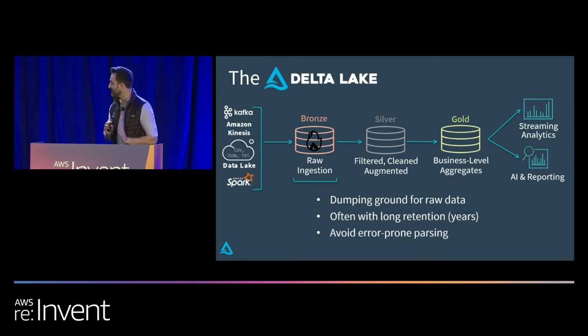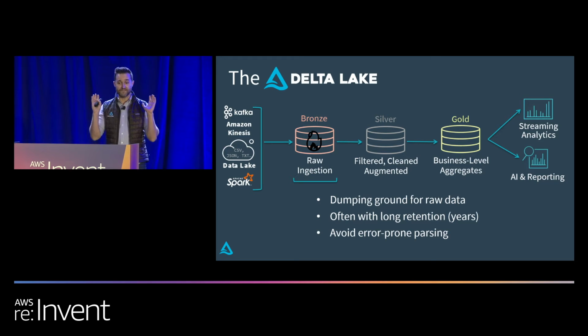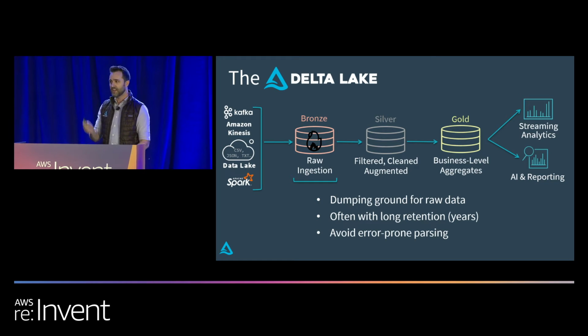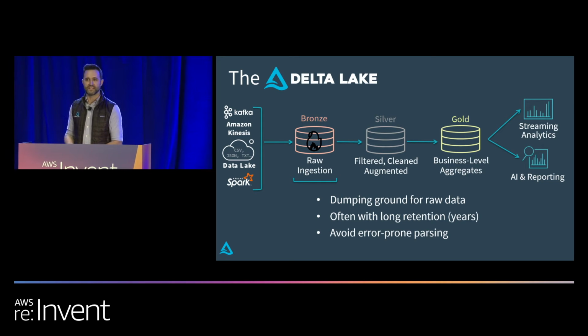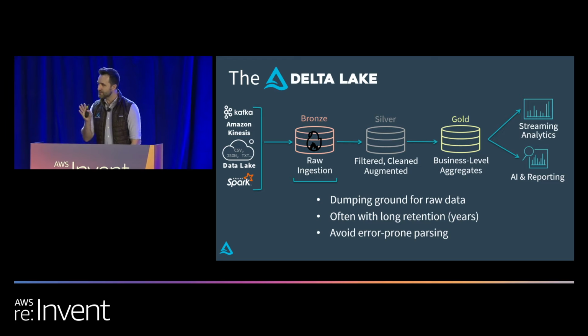So starting at the beginning, we have bronze. Bronze, it's still on fire. It's a dumping ground for raw data. And you might say, wait a second, why am I even storing this raw data? Why don't I just start by ETLing it? Well, there's an interesting reason for this.